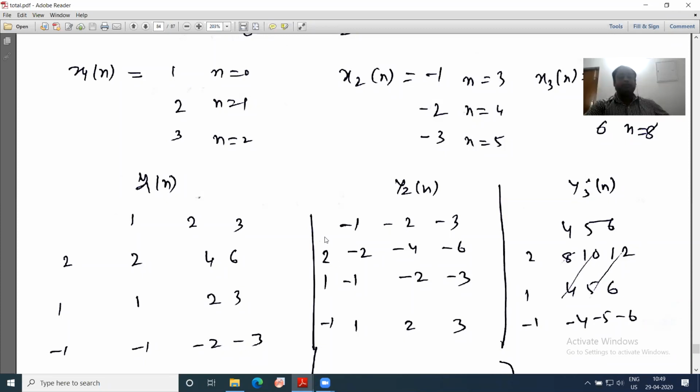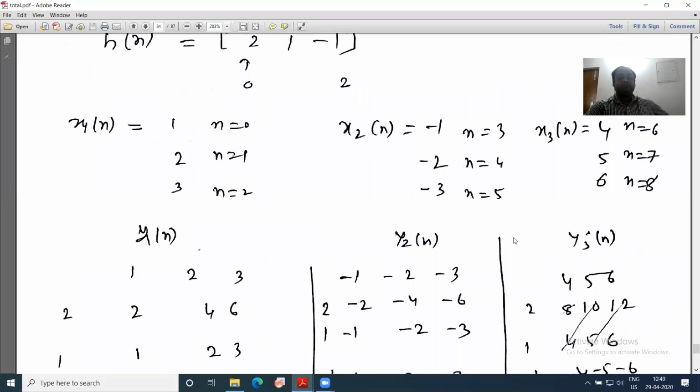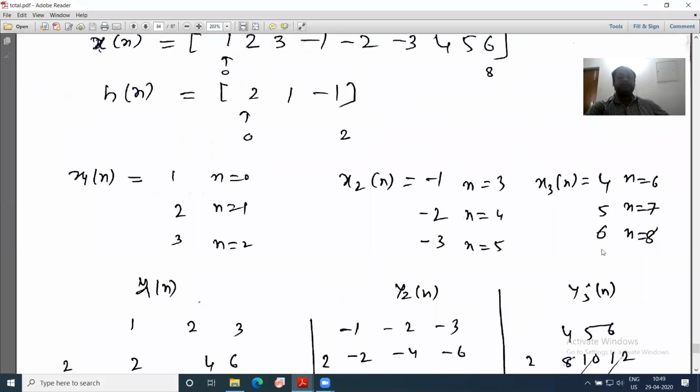Similarly, if you multiply 2 with minus 1, it is minus 2, minus 4, this is minus 6. And 1 multiplied with minus 1 is minus 1, this is minus 2, this is minus 6. Now, if you write 2 into 4, this is 8, 10, 12, and 4, 5, 6 is your x3 of n.